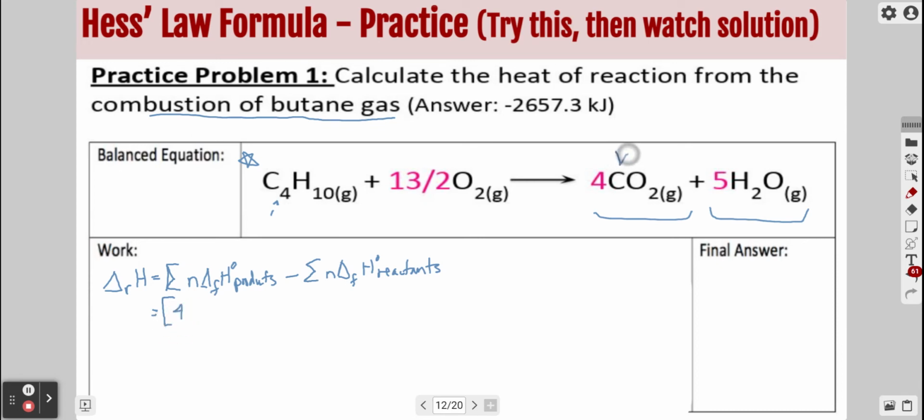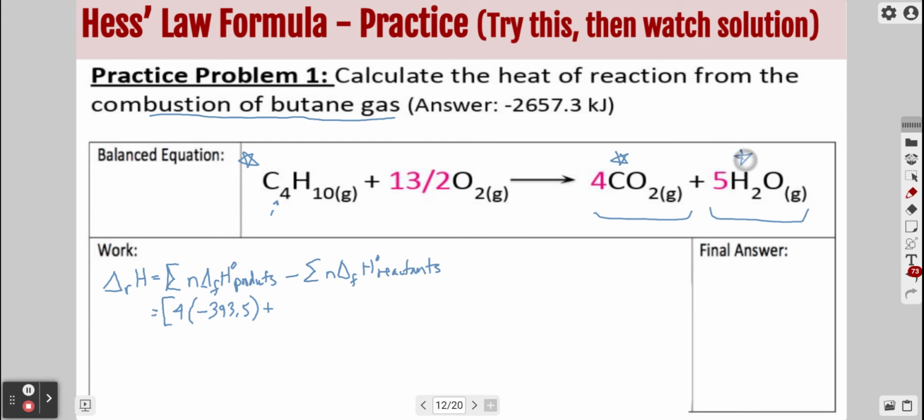I'm going to start with the carbon dioxide. 4 times, I'm just going to leave out the units to make it a little bit easier. 4 times the heat of formation for carbon dioxide, which I'm going to find on the table right now. So look for it on your table as well, and you should see negative 393.5 kilojoules per mole. I'm just leaving things out. And we're doing the sum of them, so we need to add that to the next product, which is water.